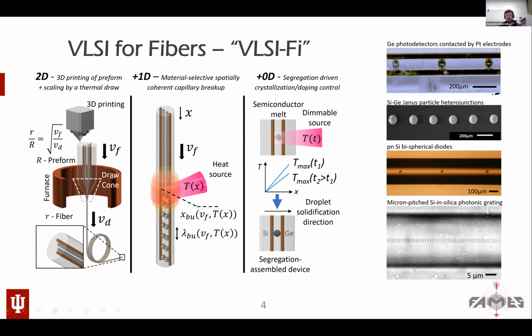And you will end up with heterojunctions of silicon and germanium. One side will be germanium rich, one side will be silicon rich. So we have realized a library of devices using this manufacturing approach, from photoconducting photodetectors contacted in parallel in germanium, silicon germanium heterojunctions, p-n junctions and p-n doped silicon.